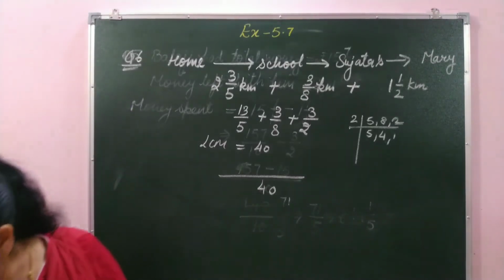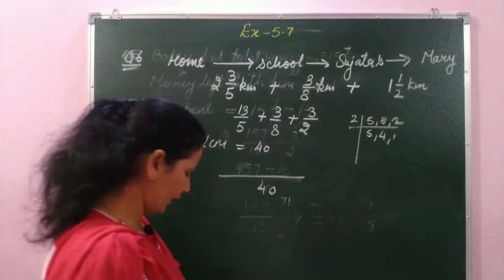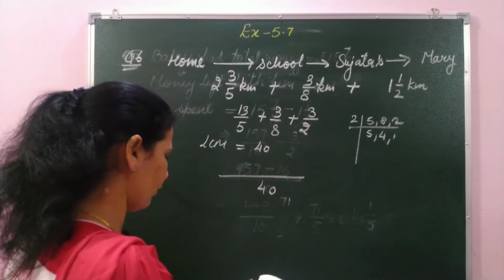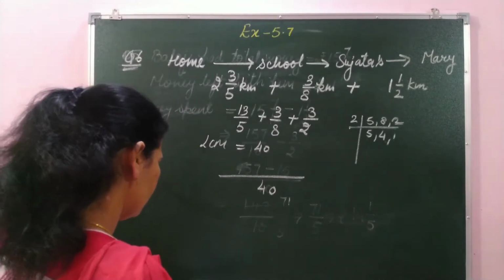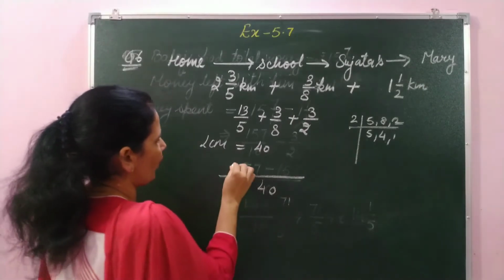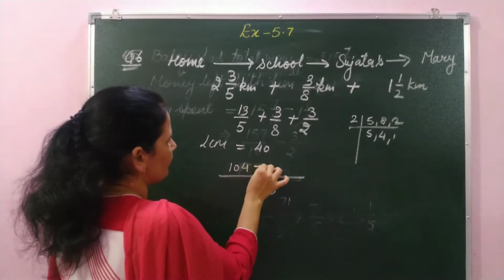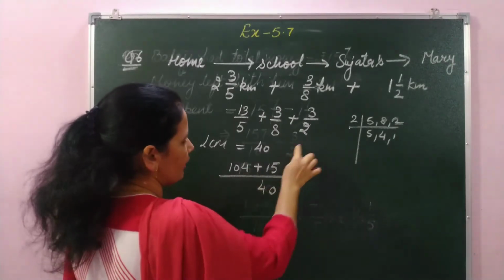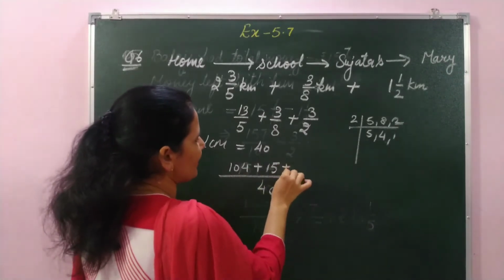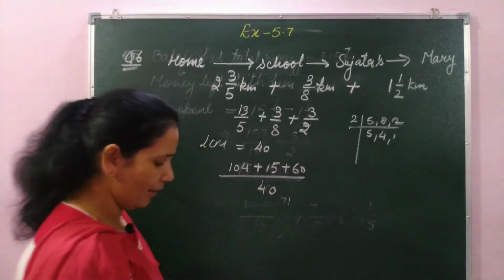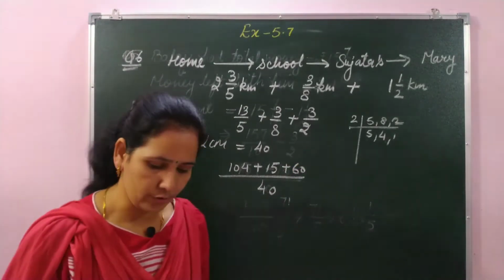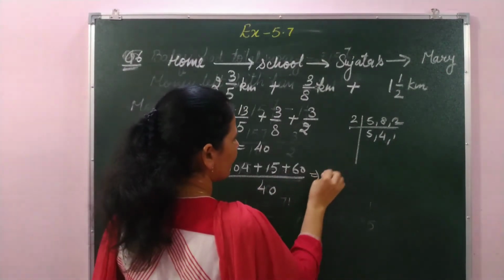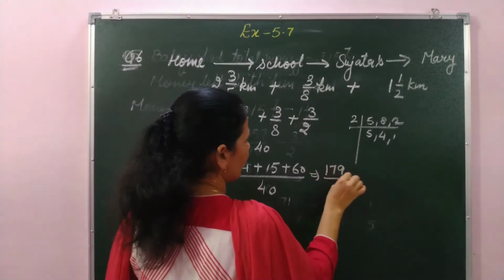Okay students. Now 5 eights are 40, so multiplying, 13 times 8 is 104. Then 8 fives are 40, 5 times 3 is 15. Then 2 twenties are 40, 3 times 20 is 60. Now we have the numbers 104, 15 and 60. When we add these together, we get 179 by 40.